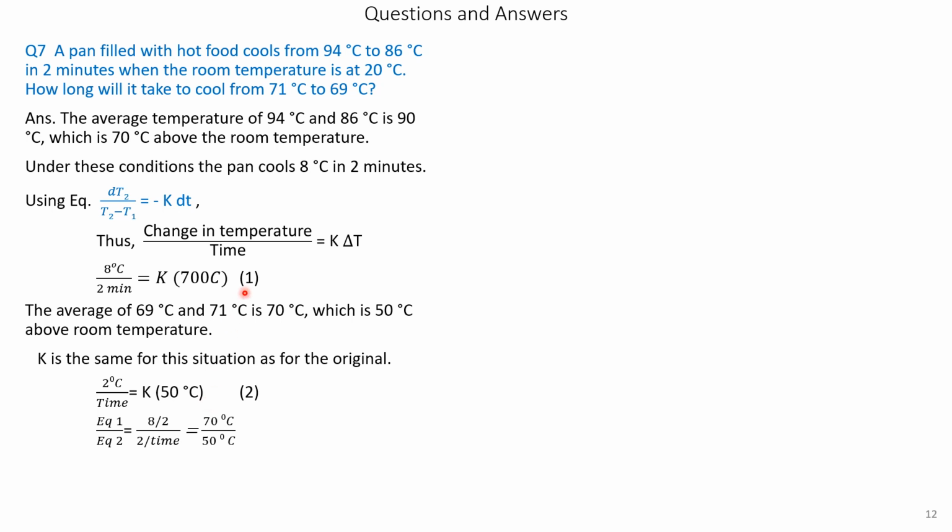Dividing equation 1 by equation 2, we get 8 by 2 divided by 2 by time equals, on the right hand side, 70 degrees divided by 50 degrees, and K and K get cancelled. Therefore, we can calculate time t as 0.7 minutes, that is equal to 42 seconds. That is the answer. Next we will answer 1 mark questions.